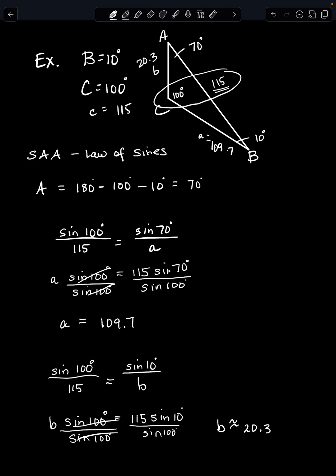Let's make sure this makes sense. Remember, the biggest side should be across from the biggest angle, 115. Then side A is across from the 70-degree angle, so it should be the next biggest side, and then side B is across from the smallest angle, and it should be the smallest side. So that all lines up. I've got all three angles and all three sides.